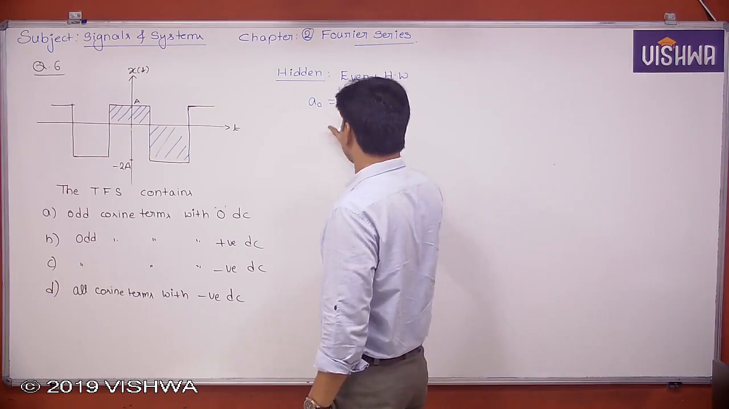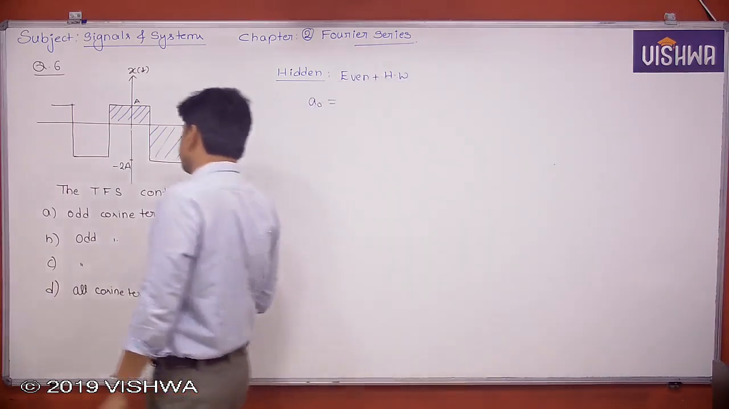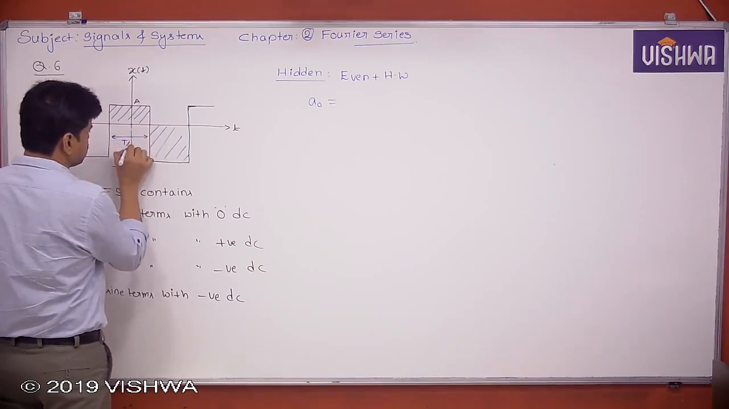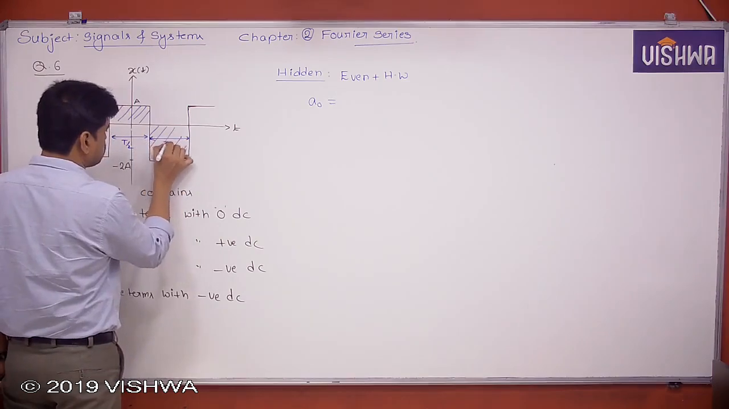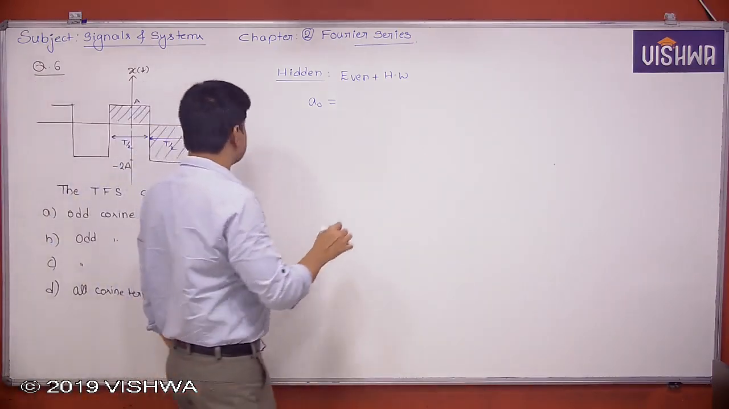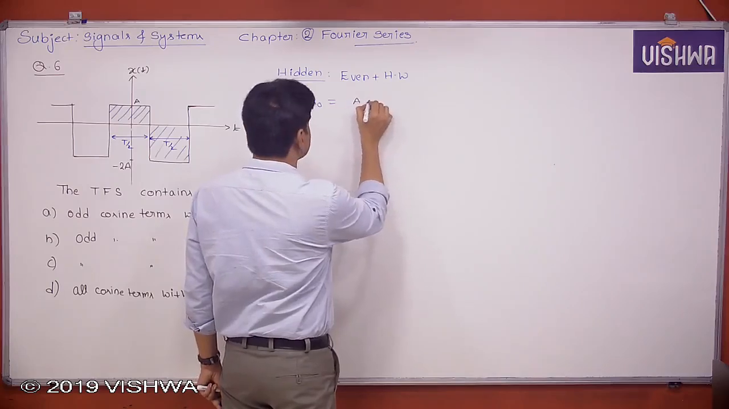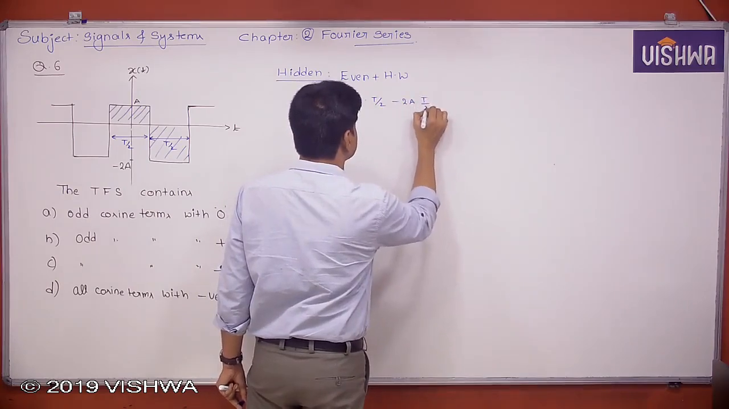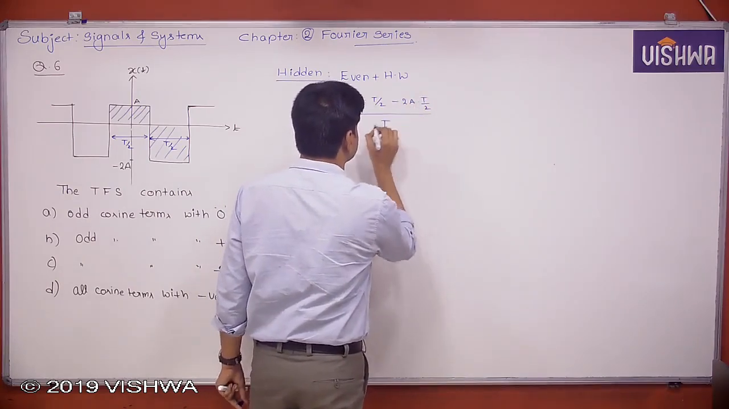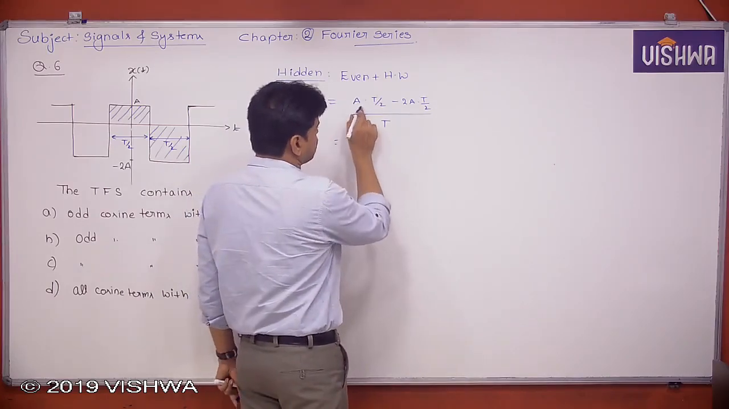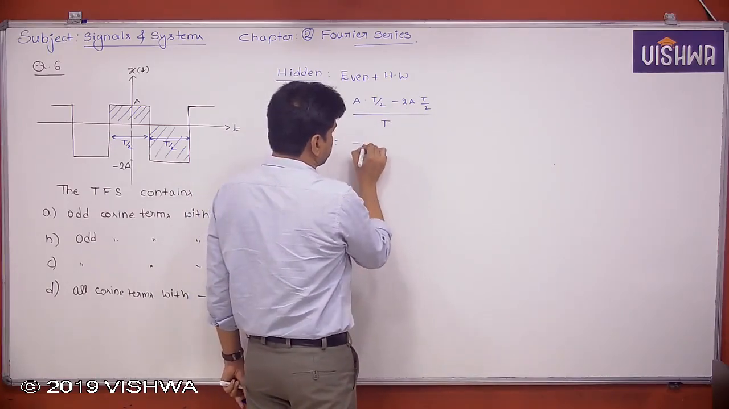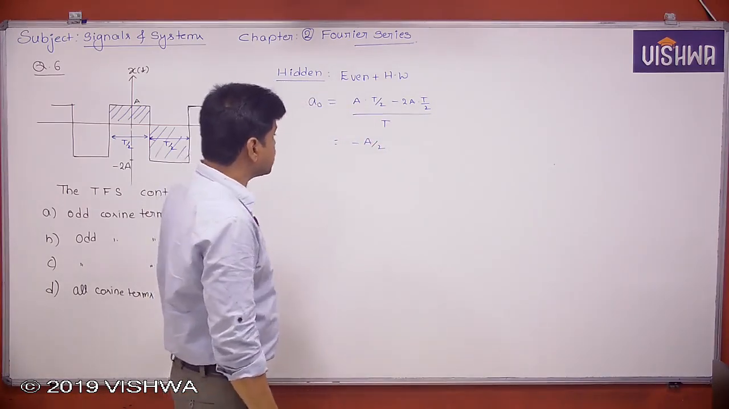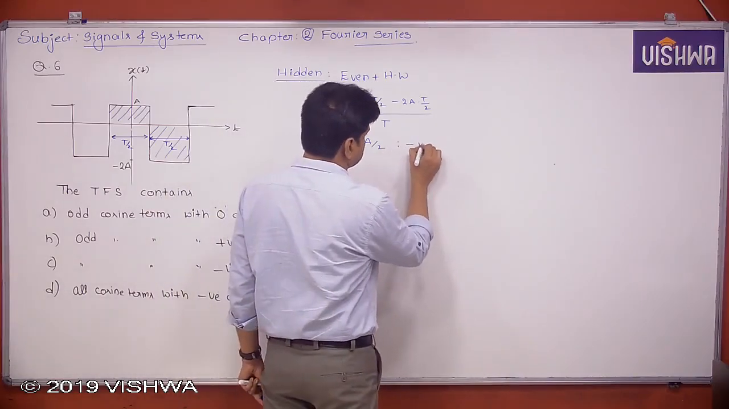If I say what that exact value is, suppose this is T by 2 and this is also T by 2. Then how much is the A0 value? A0 equals a into T by 2 minus 2a into T by 2, divided by the total period T. So this is going to be a by 2 minus a, that is minus a by 2. This is the DC value, which is negative. Remember, the DC value is negative.